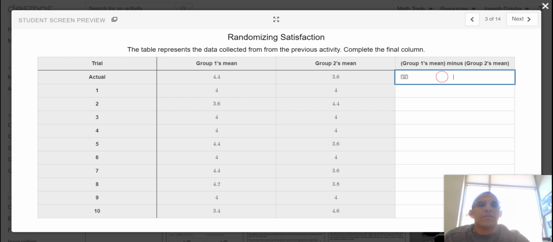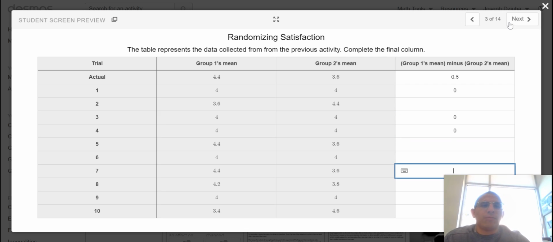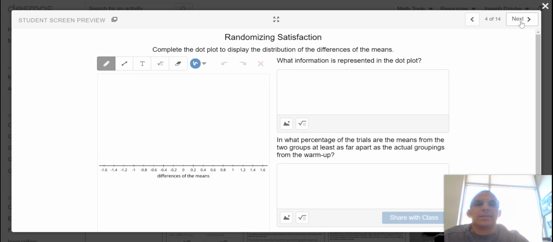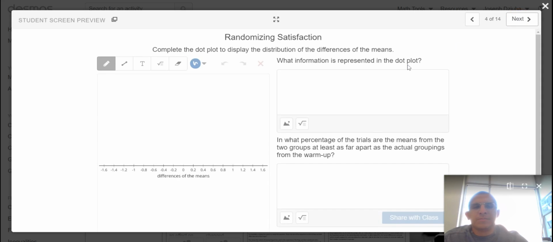So very simply, calculate the final column, which would be taking the first mean and subtracting it by the second mean. So 0.8, this would have a difference of 0, so on and so forth. After doing that, I would like for you to create a dot plot distribution of the difference of the means, so this final column of data here.